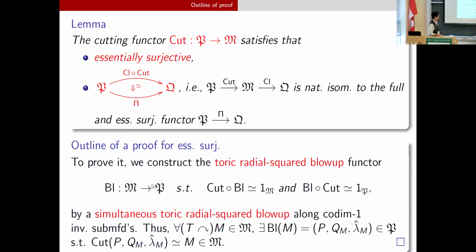So it means that for any locally standard manifold, there is a blow up M hat, which sits inside this P. So it means that there is a torus bundle over QM. QM is the orbit space of M. And also this lambda M hat is a unimodular labeling which is induced from M. And this cut space is equivalently diffeomorphic to M. So we can introduce this kind of blow up.